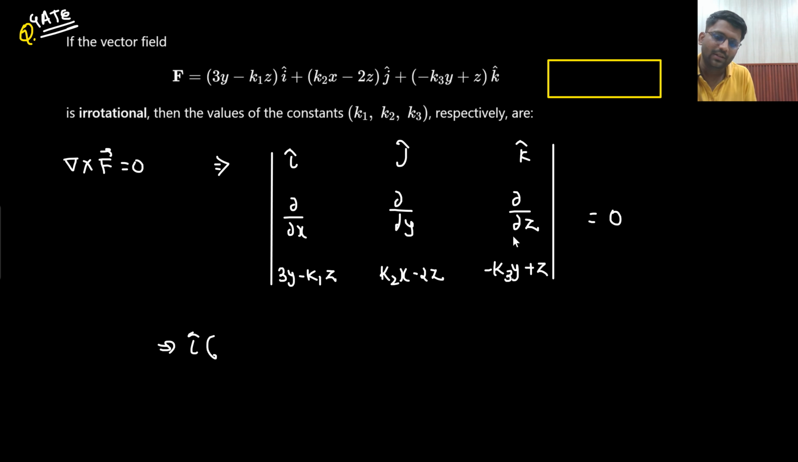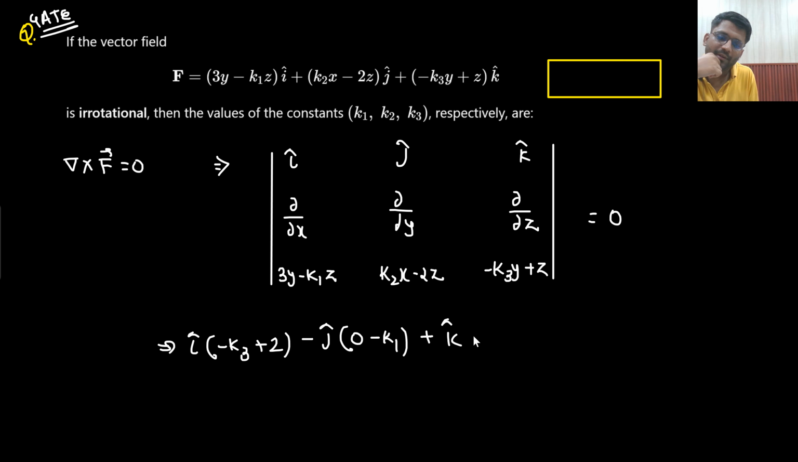First i cap would come, then partial differentiation of this function with respect to y, what answer will you be getting? Minus k3. Then partial differentiation of this function with respect to z, what is the answer you will be getting? Minus 2. So this will become plus 2. Minus j cap. Partial differentiation of this function with respect to y, what is the answer you will be getting? 0. And partial differentiation of this function with respect to z, what is the answer you will be getting? Minus k1.